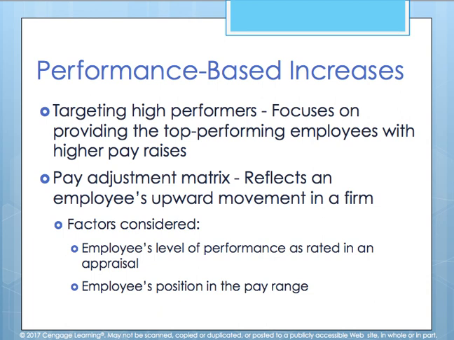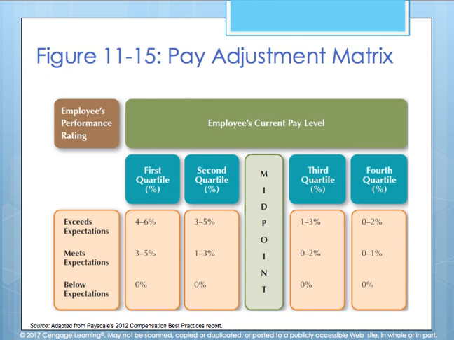You can also do what's called a pay adjustment matrix, which reflects your upward movement in an organization, and what's considered is your performance as rated in an appraisal, and then your position in the pay range. So those two things are considered in the matrix. And here is a visual of that. So you look at your current pay level. You see that midpoint right there? So you have your first quartile, second quartile, and then of course third and fourth. And so that midpoint is between the second and third.